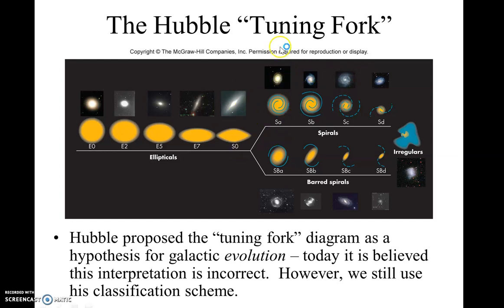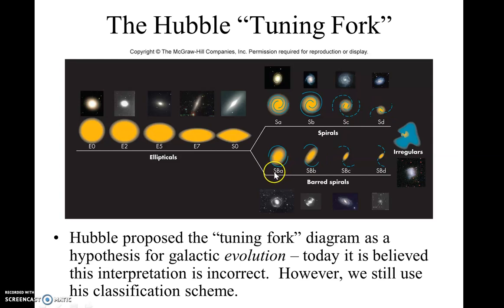And then, of course, you've got the two types of spiral galaxies. We've got just the conventional, the normal spiral galaxies, where the most tightly wound is called S sub A, and then the most loosely bound is S sub D. Again, this is pretty subjective, as to what's loosely bound and what's tightly bound.